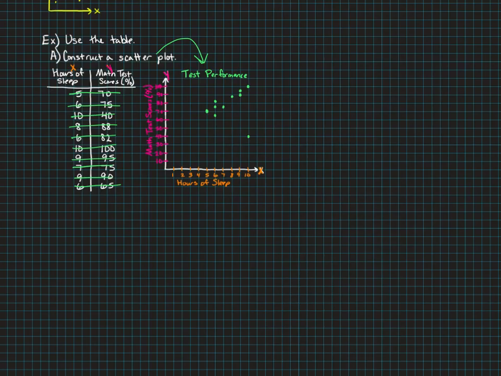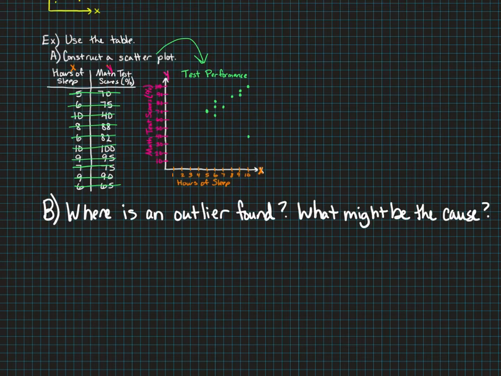Now we're going to use the scatter plot to help answer some additional questions. B part, where is an outlier found and what might be the cause? Well, remember, an outlier is a point that stands out from the others, and when you look at this coordinate plane, it's very obvious that this point here stands out from the other points. So I'm going to just label where that's found. It's found at 10, 40.